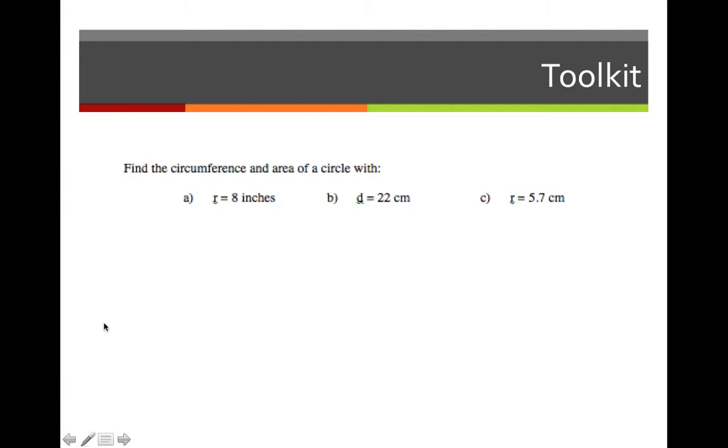What you're going to do now is find the circumference and area of circles with the following information. Pause the video and go ahead and solve for each of these 3 examples. Make sure you give both the circumference and area. You should use 3.14 for pi. Go ahead and do that now.